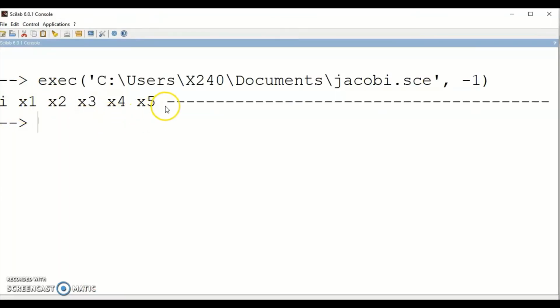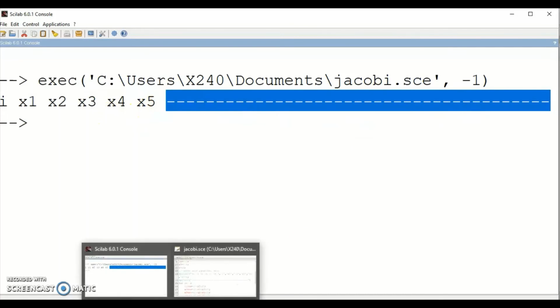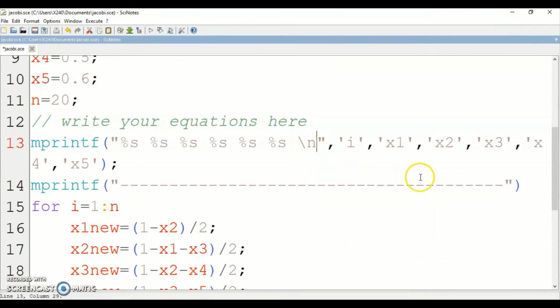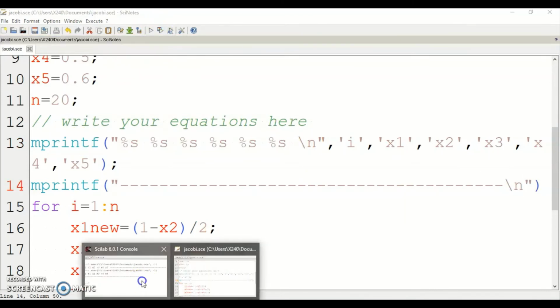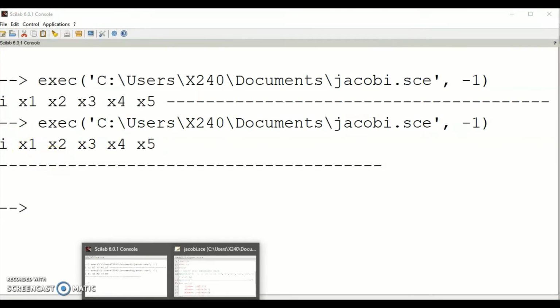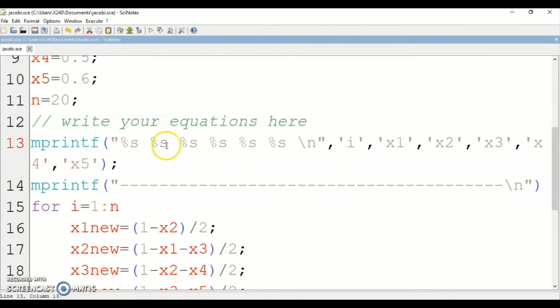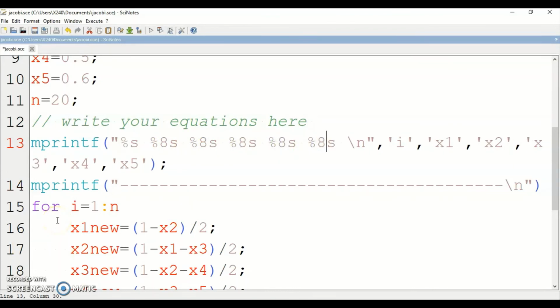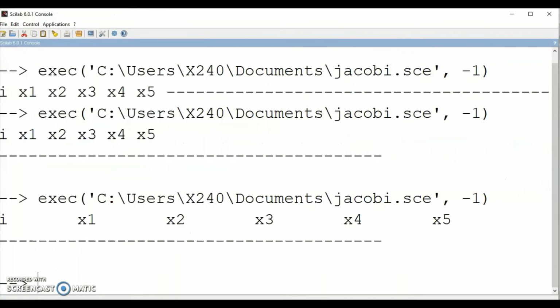I, x1, x2, x3, and the layout is not what I want. So you need to have a new line here, backslash n for new line, and then this one also backslash n. So let's check. Okay, there you go. Now I want to have a space between I, x1, x2. To have a space, you just put a number in front. Let's start with 8, 8, 8, 8, 8. So 8 here refers to 8 spaces, like if you're using Microsoft Word and you press the space bar 8 times. That's what it means. If I run it one more time, there you go.